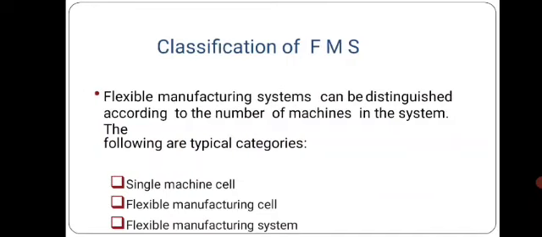Then classification of FMS. Flexible manufacturing systems can be distinguished according to the number of machines in the system. There are three types: single machine, flexible manufacturing cell, and flexible manufacturing system.